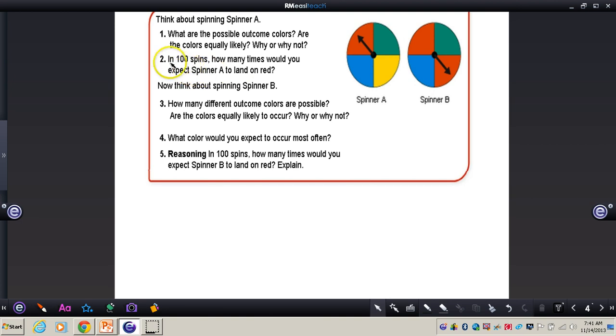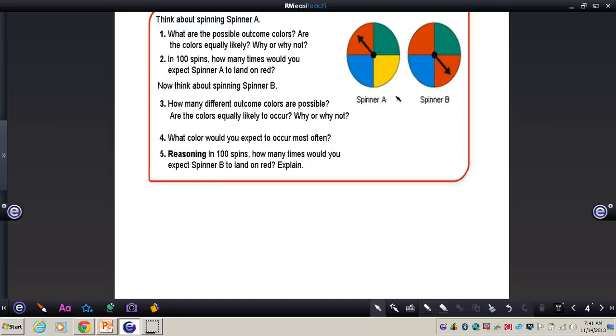Now, the question, in 100 spins, how many times would you expect spinner A to land on red? Okay, and we could pretty much expect the spinner A to land on red about 25 times. And the reason why, if you take 100 and divide it by 4, it's 25. So if each section has an equally likely chance, it's a possibility that 25 out of 100 spins would land on a certain color. It will not necessarily be exact if you were to do this procedure. Okay, however, it would give you that chance.